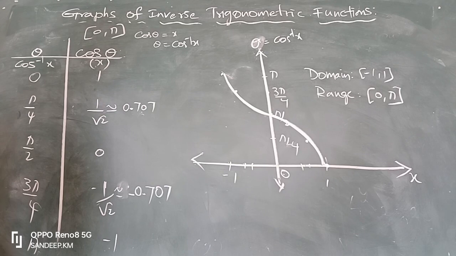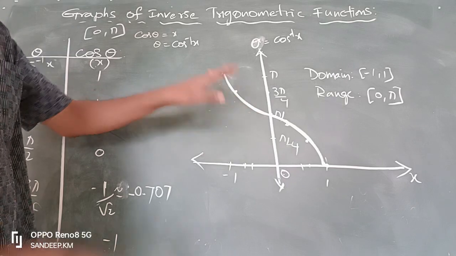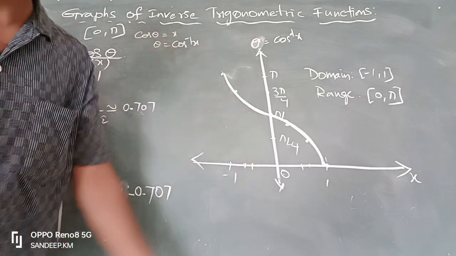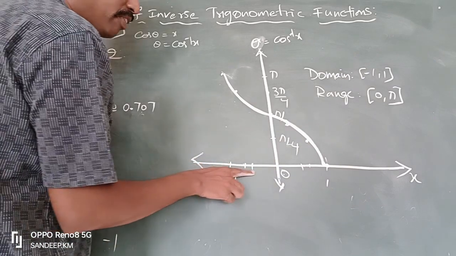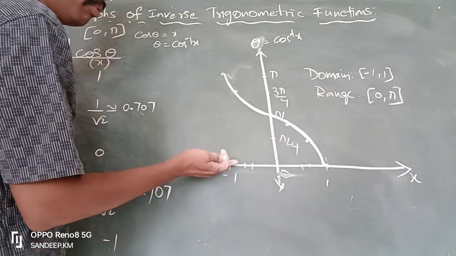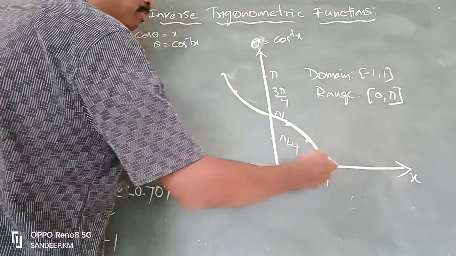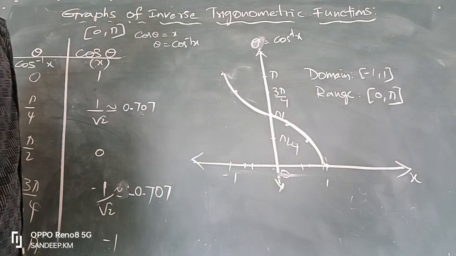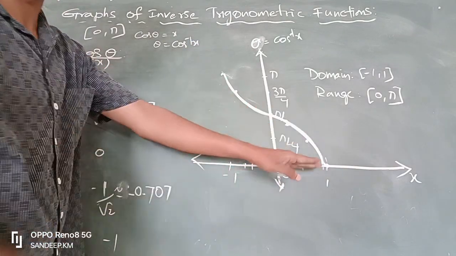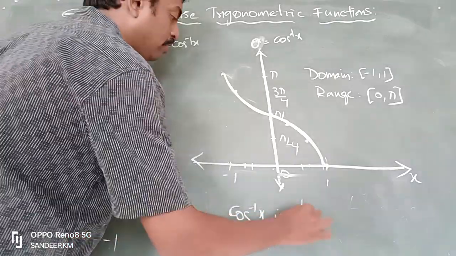You got it? So next thing is you have to say whether the graph of cos inverse x is an increasing function or decreasing function. As input is increasing from minus 1 to plus 1, the output is decreasing from pi to 0. It means what? As input increases, output decreases, which means cos inverse x is a decreasing function.